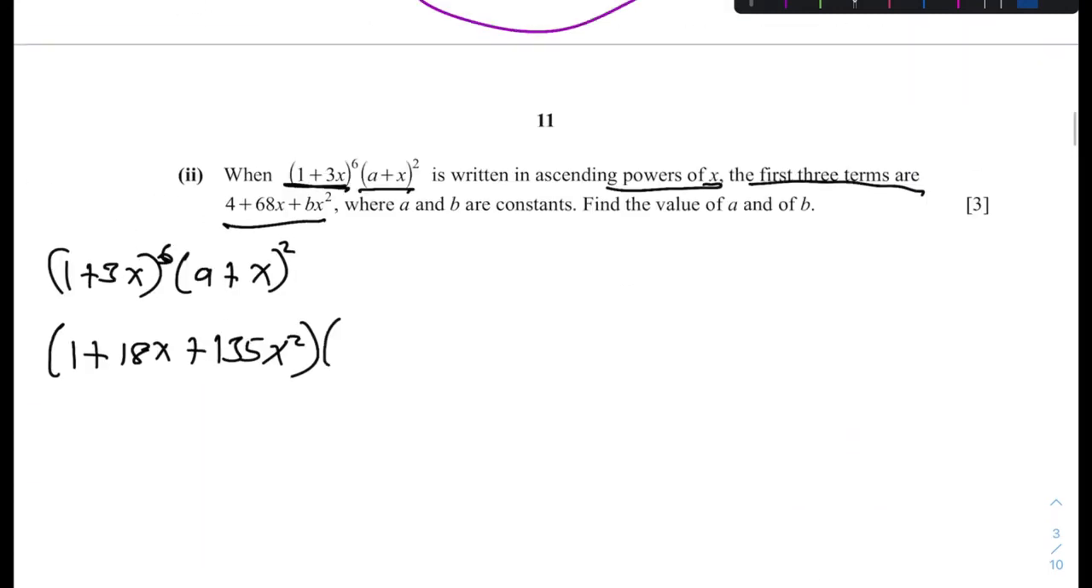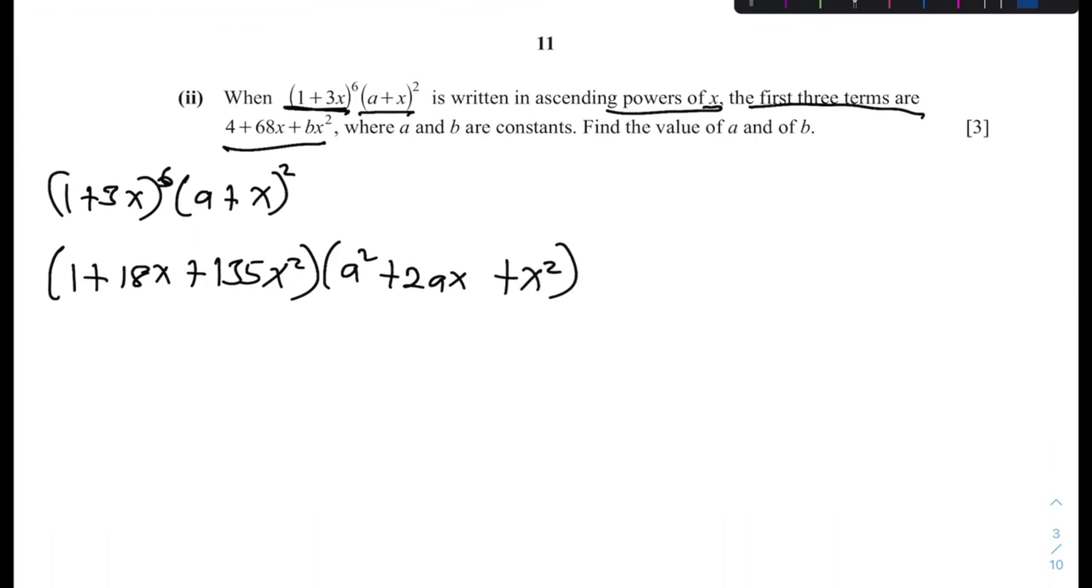All right, so we are multiplying that by this quadratic, which we can expand to give us a squared plus 2ax plus x squared. All right, so we can further expand this. I'll use the 1 to expand first. So I'm going to get a squared plus 2ax plus x squared. Then I'll use the 18x to expand. So I have 18a squared x, and then I'll have 18 times 2, I believe that is 36.